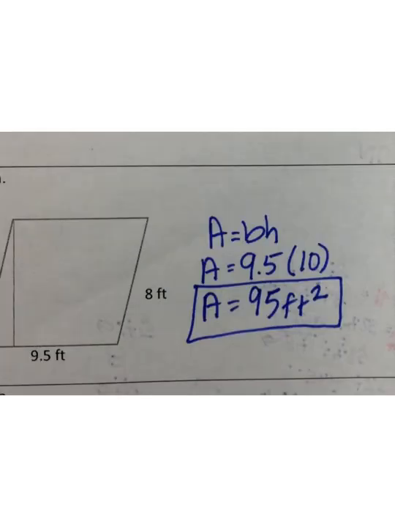Number 3, find the area. So it's a parallelogram, and the formula is base times height. The main thing to remember is you don't need this 8 feet right here because that's the side. You just need the base and the height.